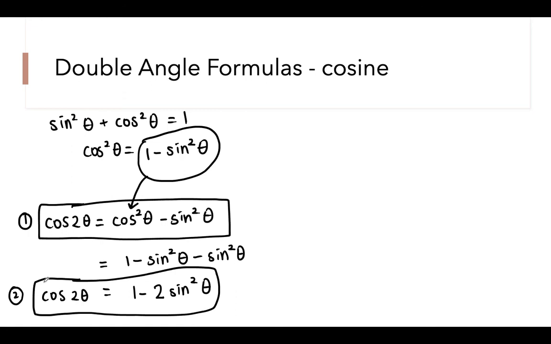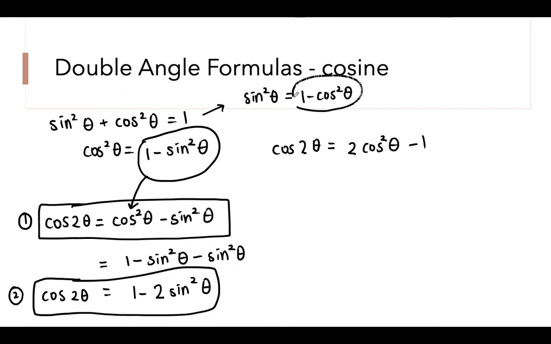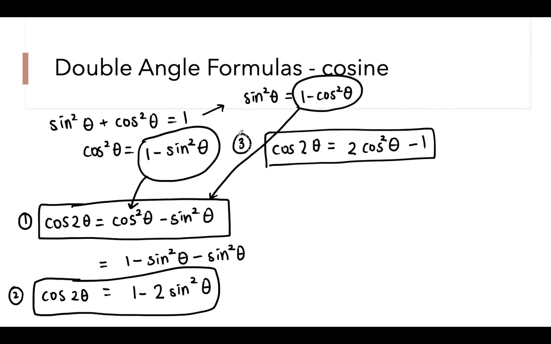And another formula is cosine double angle is equal to 2 cosine squared theta minus 1. The reason is I could rearrange sine squared x, so sine squared theta is equal to 1 minus cosine squared theta. I could now replace this into the first formula, and when you collect the like terms, you have 2 cos squared theta minus 1. So this is the third equation for double angle cosine.